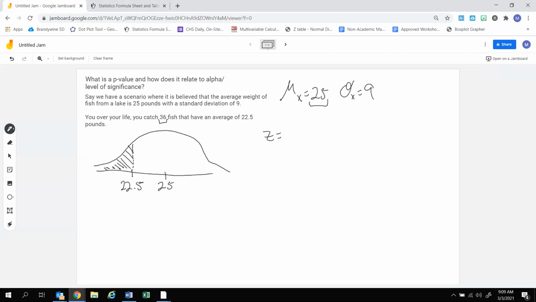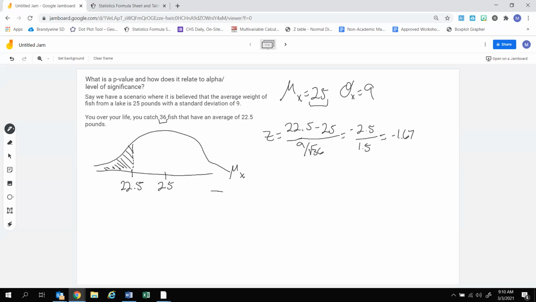So my z-score right here, we're using z because we know the population standard deviation. All right. So you're going to do 22.5 minus 25, divided by 9 over root 36. So just to crunch this really fast, this is negative 2.5. 9 over 6 is going to be 1.5. All right. To put that in simplest form, that's 5 over 3. So it's going to be negative 1.67. That's our z-score. Okay.